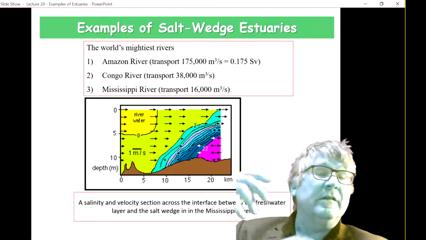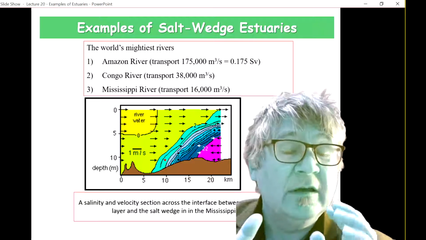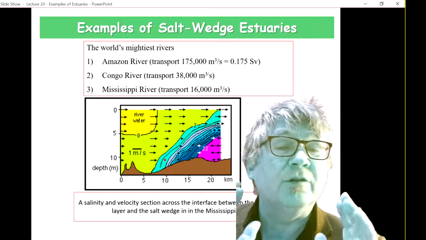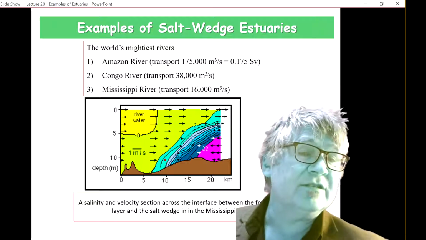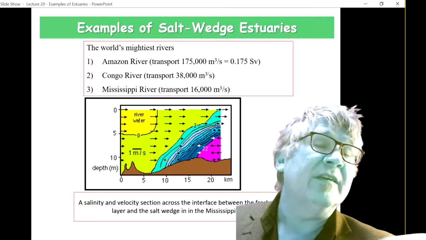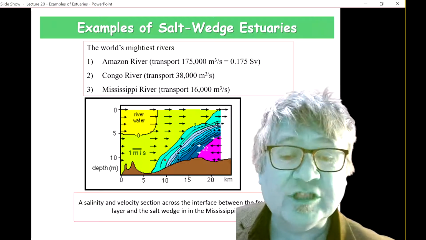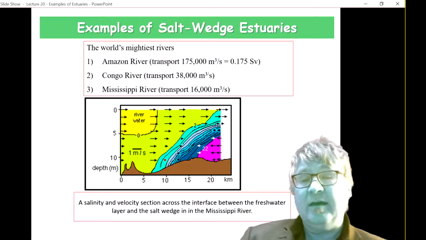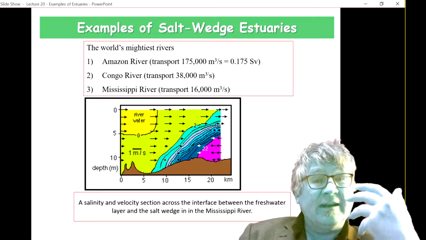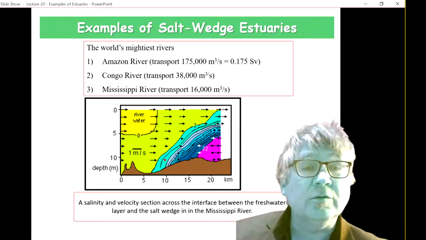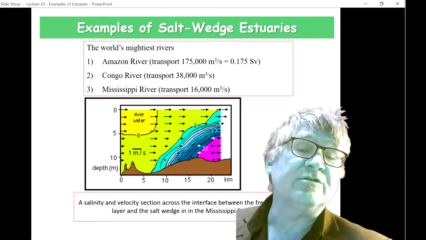Okay. And often in these biggest rivers, these salt wedges you actually don't find inside the estuaries, you rather find them on the adjacent continental shelf. Okay, all right, that's one example of salt wedge estuaries.